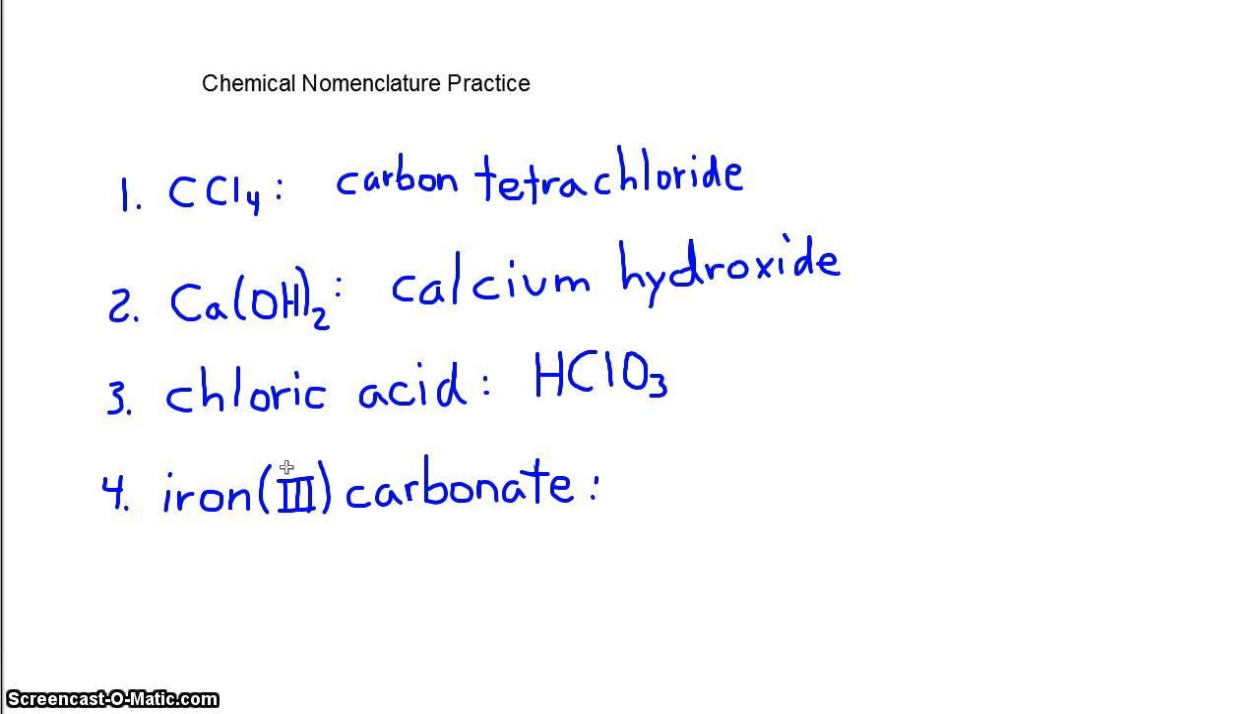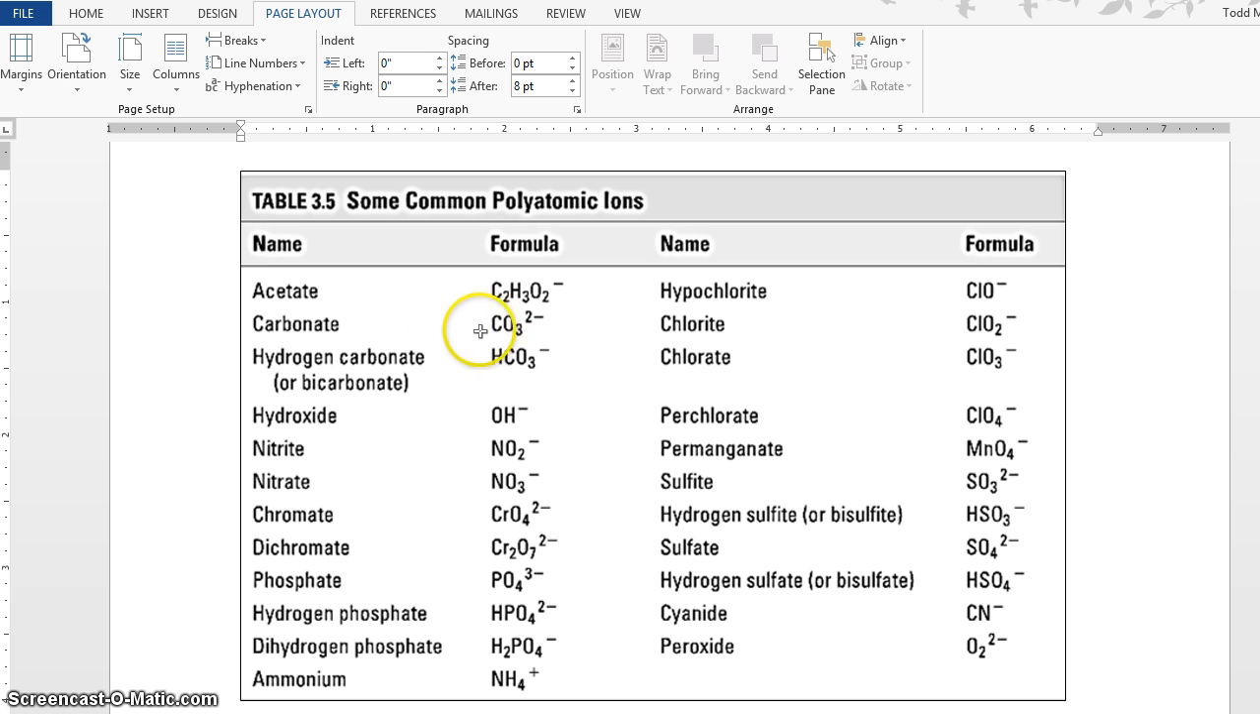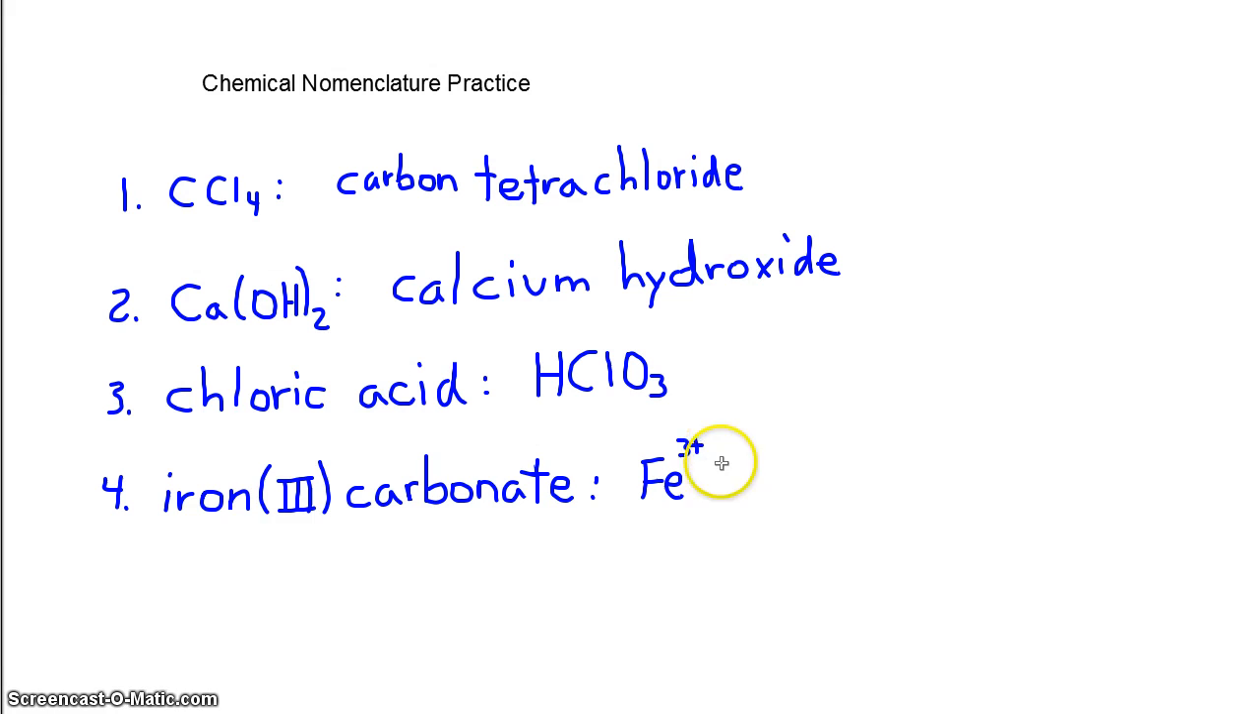In the fourth and final example, we have the name given of iron(III) carbonate and asked to determine the formula of this compound. Iron(III) carbonate. Iron is one of those transition metals that can have multiple charges. So we know iron has a symbol of Fe. The 3 indicates that this particular cation has a positive 3 charge to it. Carbonate we'd have to recognize as one of those polyatomic ions. Specifically, carbonate has a formula of CO3 2-.